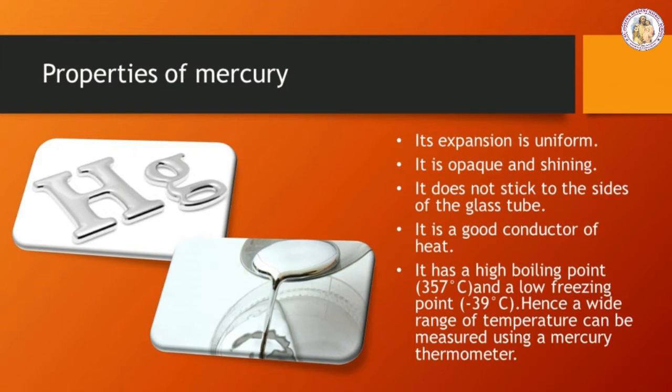Properties of mercury. Its expansion is uniform. For equal amounts of heat, it expands by equal lengths. It is opaque and shiny. It does not stick to the sides of the glass tube. It is a good conductor of heat. It has a high boiling point, 357 degrees Celsius, and a low freezing point, minus 39 degrees Celsius. Hence, a wide range of temperature can be measured using a mercury thermometer.